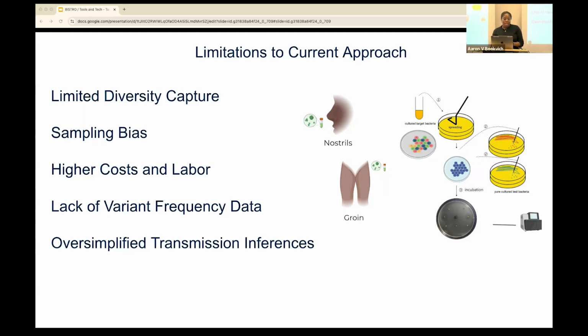And then finally, oversimplified transmission inferences. Because of this limited diversity representation, isolate sequencing at the end of the day may fail to really identify transmission links between people and communities. And so we talked about how some microbes may not grow as well on the medium that you use. Some species may be faster growing as compared to others and outcompete them. And that may have an effect on the downstream analysis. And then how people pick colonies leads to the opportunity to miss rarer or slower-growing organisms.